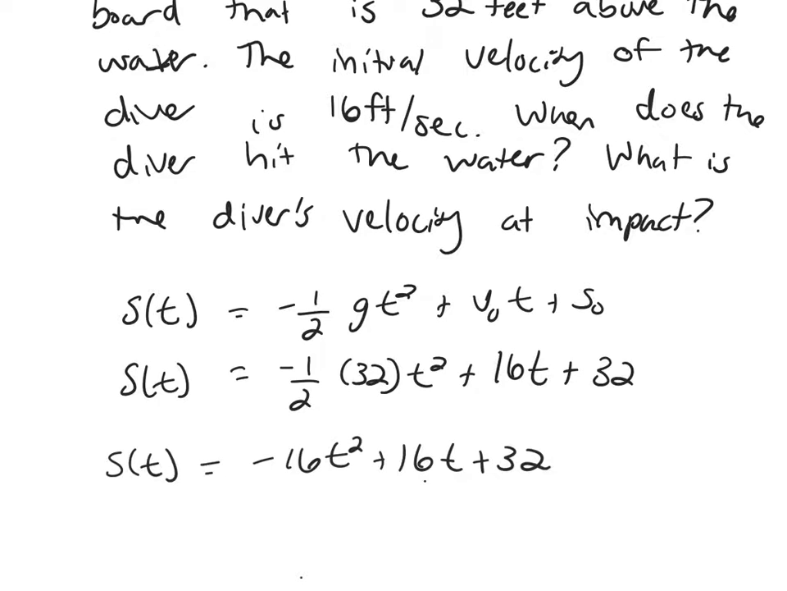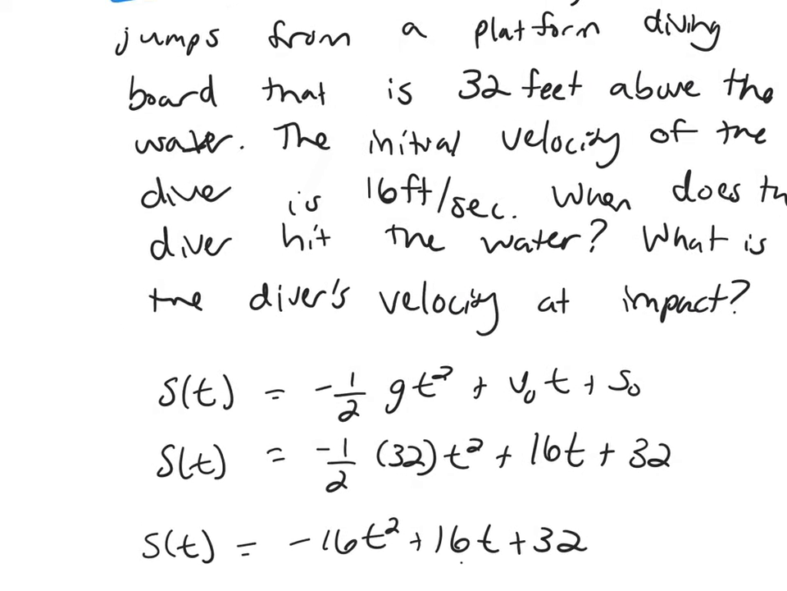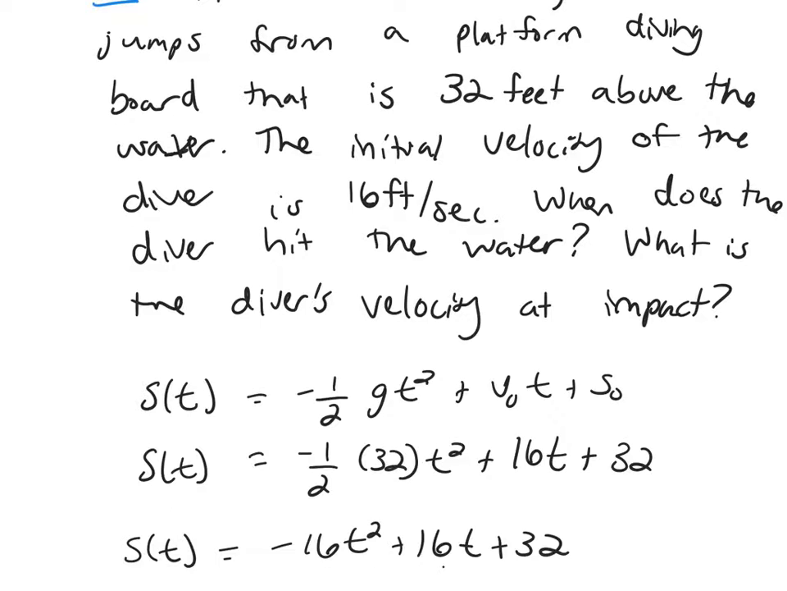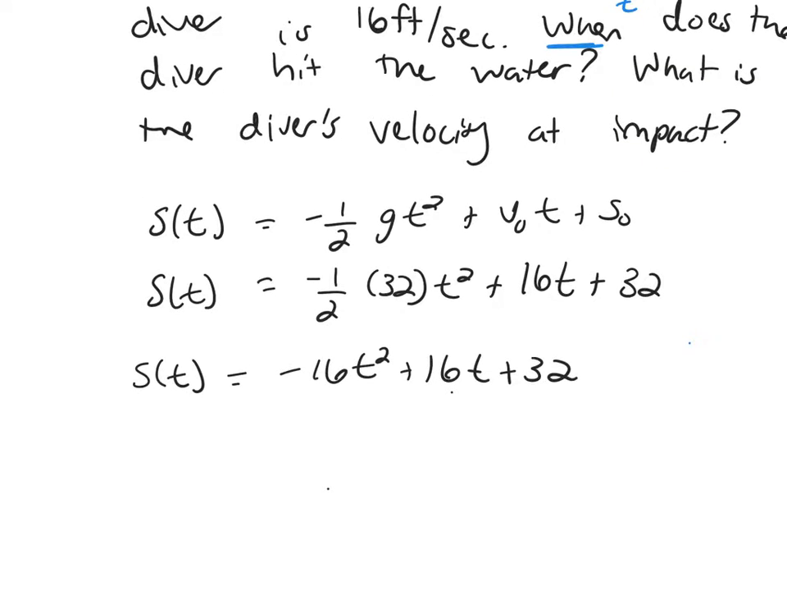And now that we have our function, let's look back. What was I asked? When does the diver hit the water? So when means I'm looking for t. What's the height of the diver when it hits the water? Well, the height would be 0. So the position would be 0. So now I want to solve for t in this equation.